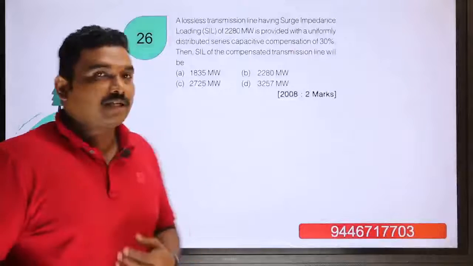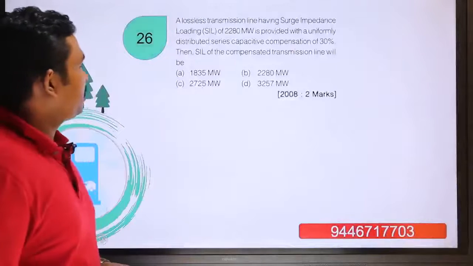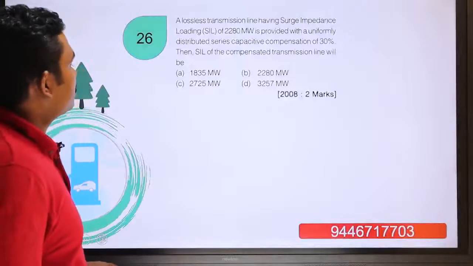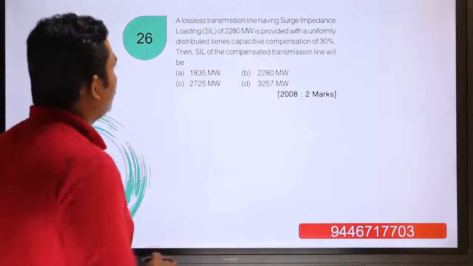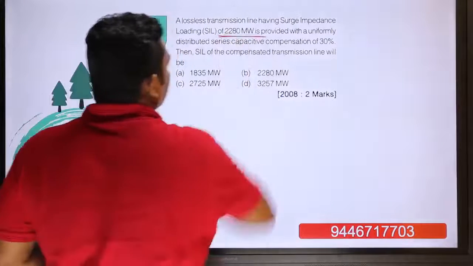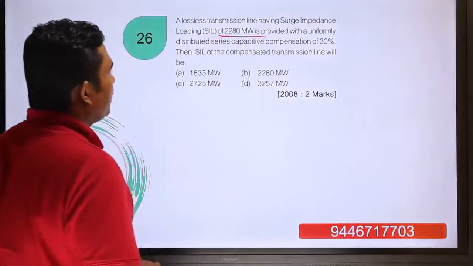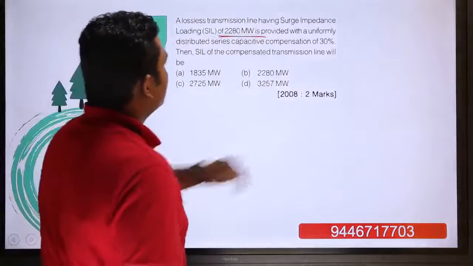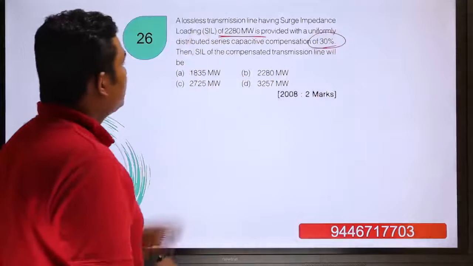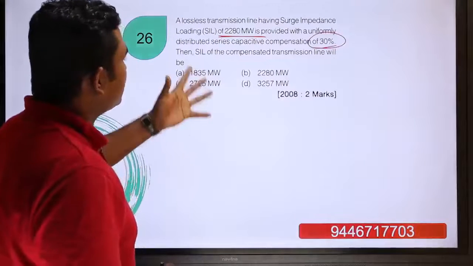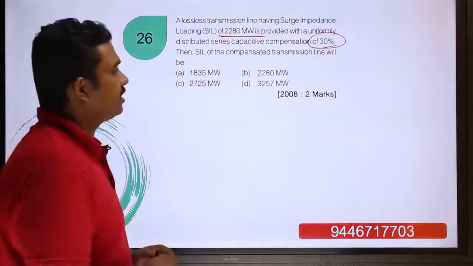Friends, the next question that we are going to look at is question number 26. Now in this question, a lossless transmission line having a surge impedance loading of 2280 megawatt is provided with a uniformly distributed series capacitive compensation of 30%. Then what will the surge impedance loading of the compensated transmission line be is the question.